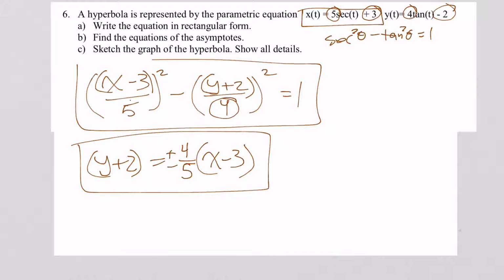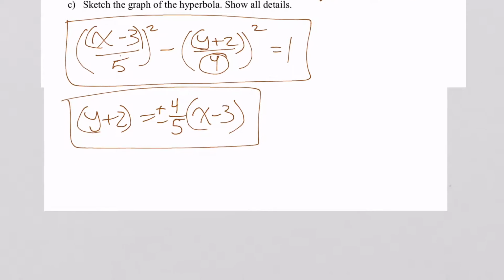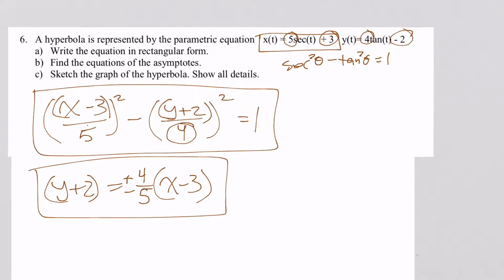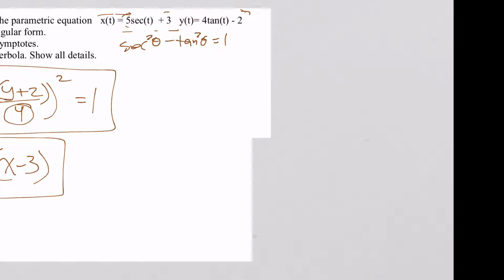I have my rectangular equation. All I need to do now is sketch the graph showing all the details. So I like to sketch from parametric form. Again, I think it is easier than rectangular form. They're both okay, but this is my preference, so that's what I'm going to do.